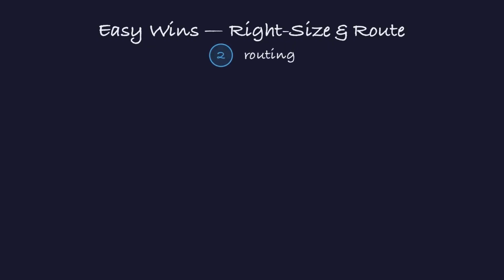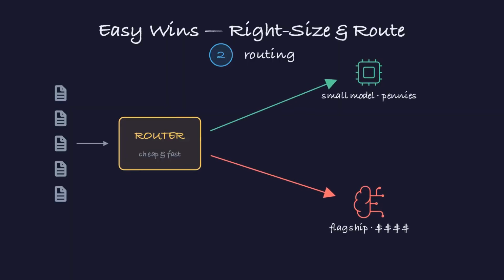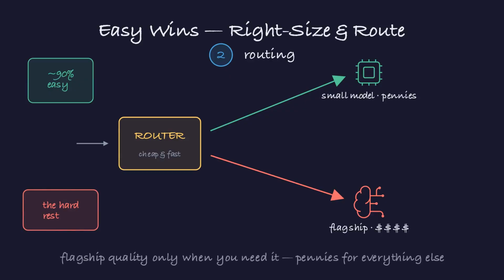Tactic 2. Routing, which is really just Tactic 1 automated. Put a cheap traffic cop in front. It looks at each request and decides. Simple, send it to the small model. Complex, escalate to the big one. Most real traffic is easy, so most of it never touches your expensive model. You get flagship quality only when you actually need it and pay pennies for everything else.